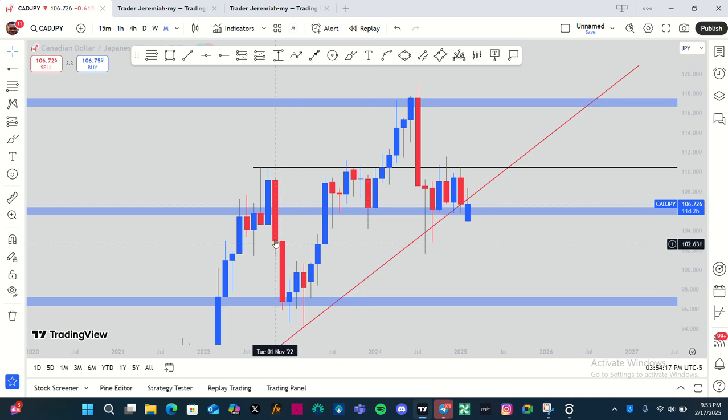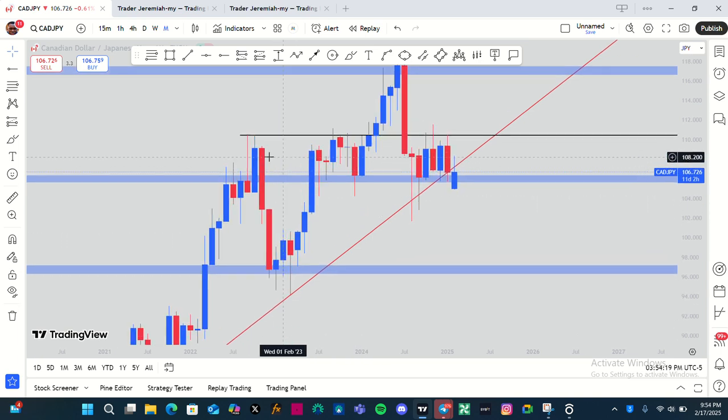But for you to identify a head and shoulder, it's just going to be like this. This is going to be the left shoulder. Price will move higher, but after that price will come lower, then break it to create the head. So the head will be higher than the left shoulder like this, and after that price will still come back down to the left shoulder region to create the right shoulder.